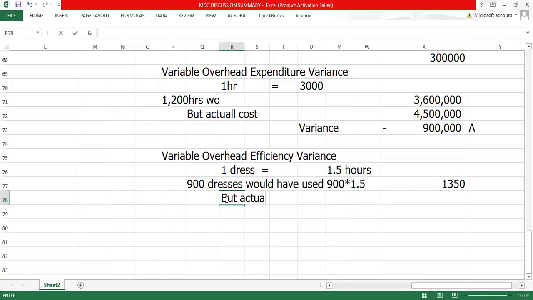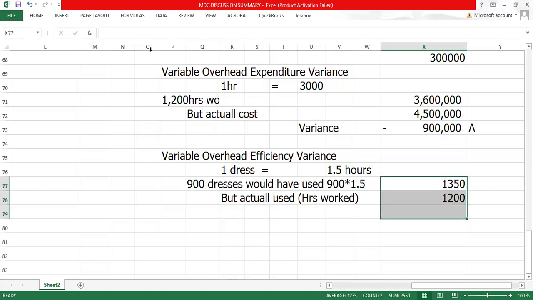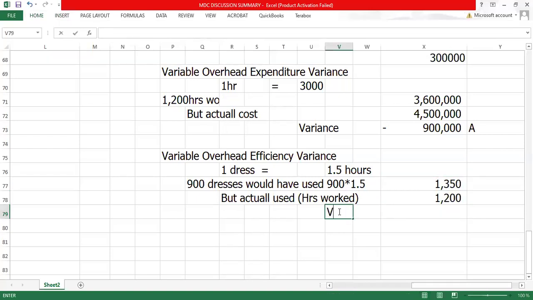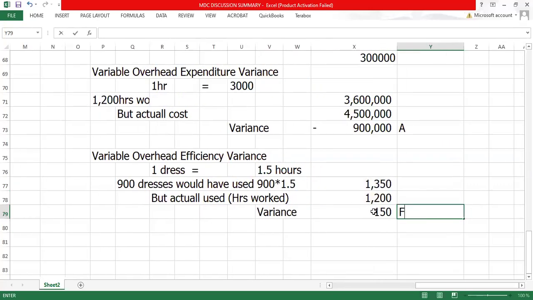But actually used, put here the hours worked. Hours worked were 1,200. So favorable, adverse? This is favorable. The difference is this minus this. This is favorable, but this is in terms of hours.